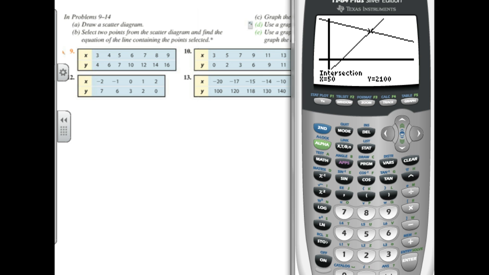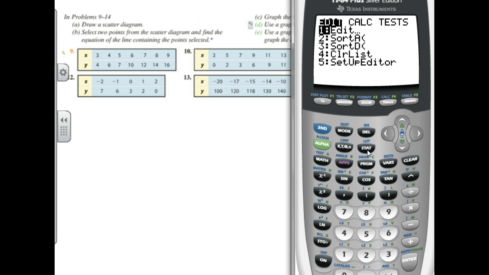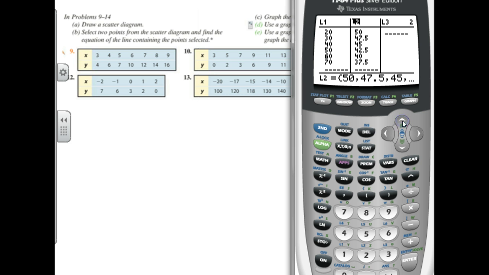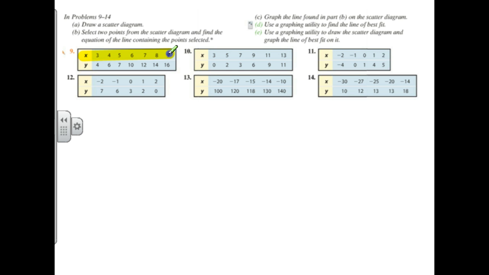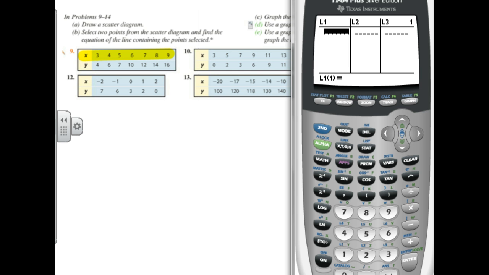I'll pick number 9. I'm going to go to Stat and Enter. If there's anything already under my list 1, I'm going to go under list 1 and hit Clear. And I'll clear out list 2 while I'm here too. Don't delete your list 1s and list 2s. It's hard to get those back. So I'm going to type in my X's under my list 1.